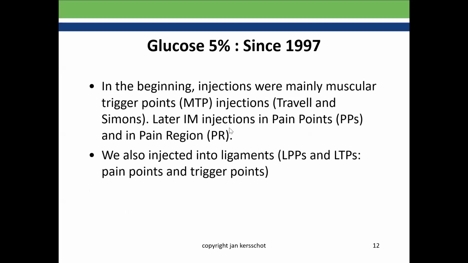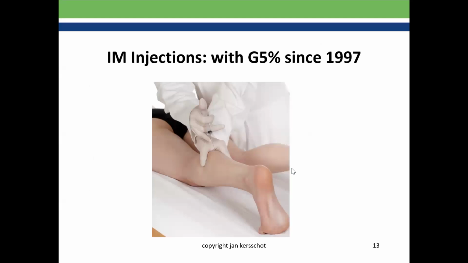In the beginning, we usually injected into these muscular trigger points as described by Travell and Simons, the Americans who did that last century, and also later on into pain points and trigger points, and also into ligaments. Here, for example, are injections with a 4-centimeter needle into the calf muscle for a sports injury by a runner. In the beginning, we used procaine, then we started with adding dextrose, and in the end, we even used the dextrose on its own.